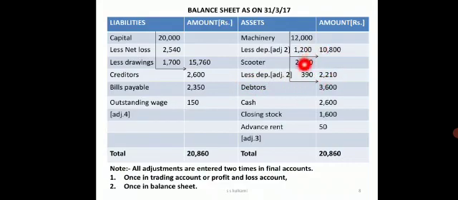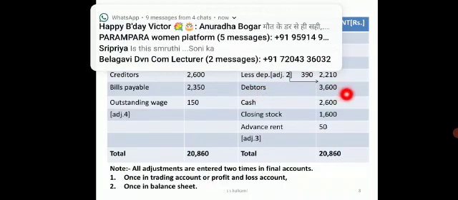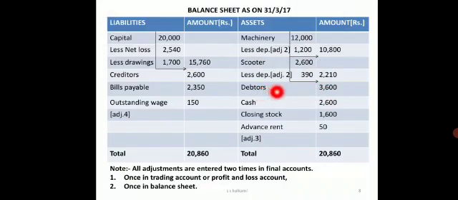So I have to deduct the amount of depreciation from the respective assets and the net amount is written in the amount column. Now debtors we are having 3,600. Bad debts were given in the trial balance, so again it will not appear. No adjustment was relating to bad debts, so directly the book value of 3,600. Cash is given 2,600. Next we are having closing stock which is given in adjustment 1, so 1,600. Advance rent is there which is adjustment 3 of 50 rupees.